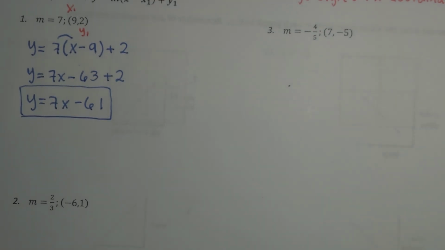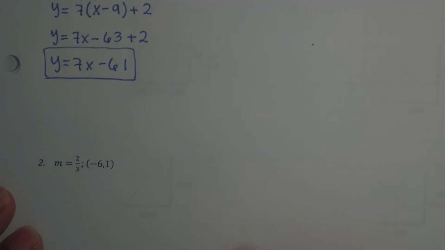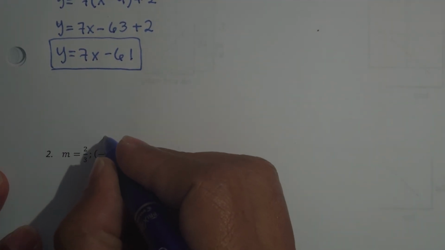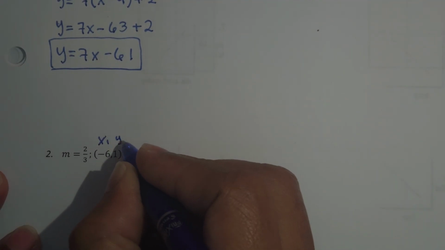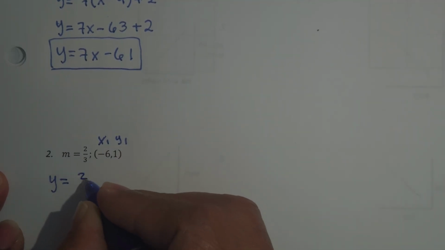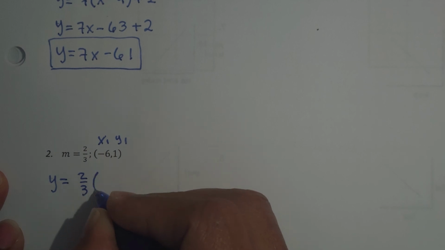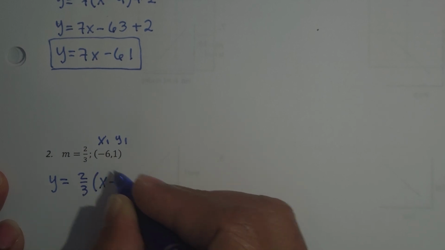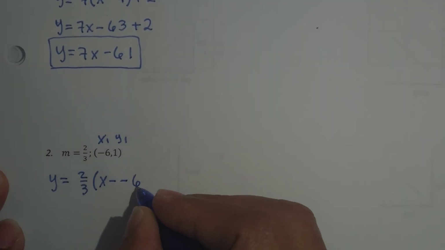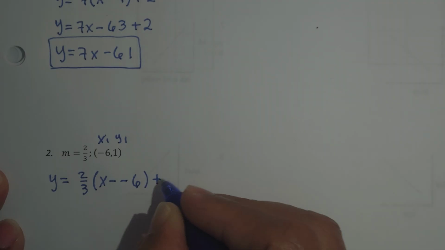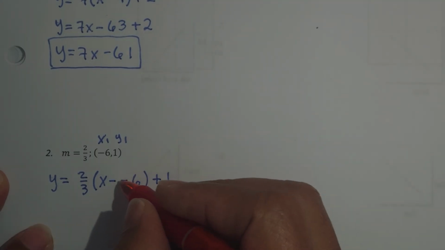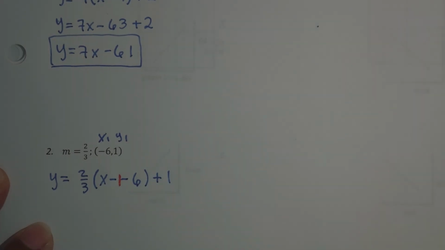All right, so let's do example number 2 here, and we'll do number 3 in class. Okay, so example number 2, again, this is x1 and this is y1. So then the formula is y equals m, which is 2/3, and then open parentheses x minus, now notice that's a minus 6, and then the y1 is a positive 1 outside. Since we have a negative from negative, this is where the x is going to change sign, so this becomes plus.